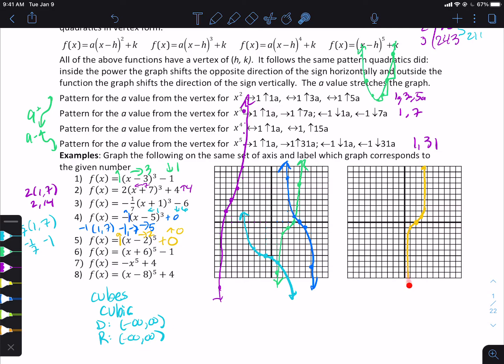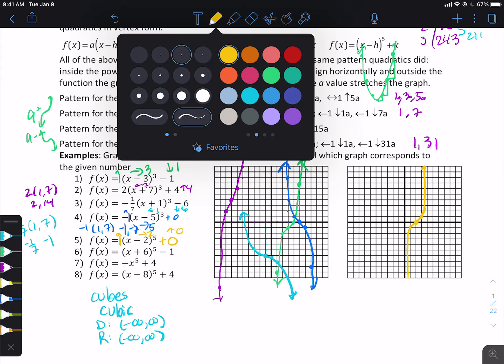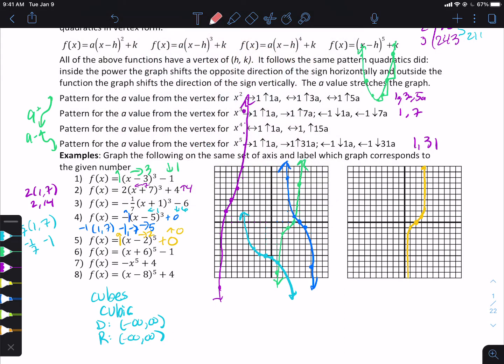And our range, we're going all the way down and all the way up, so our range would also be all real numbers. Okay, if we take a look at our next graph here, see if you can find the vertex for number 6.